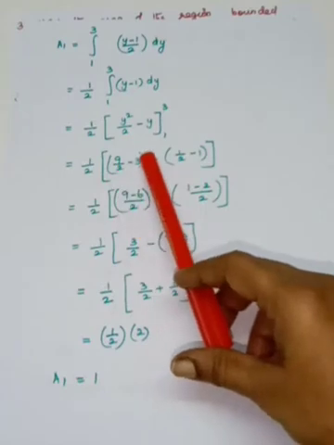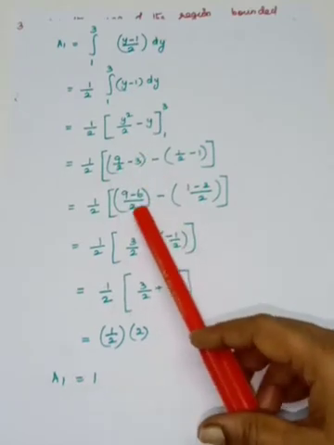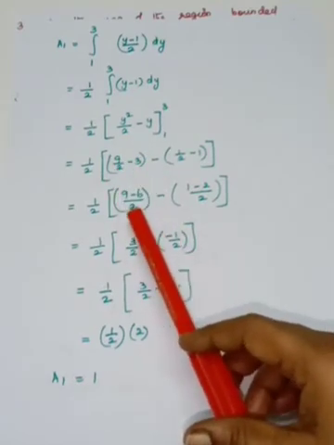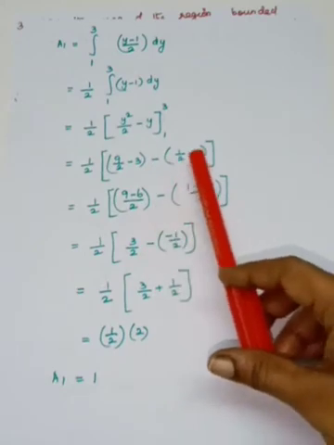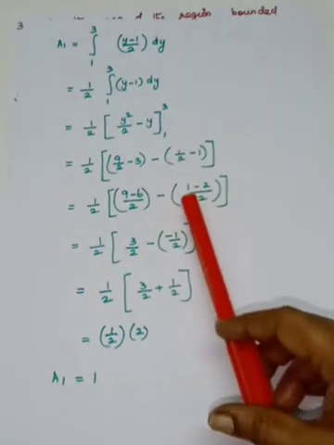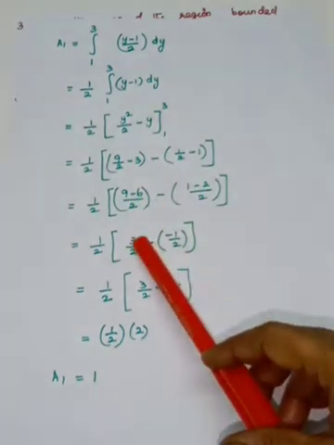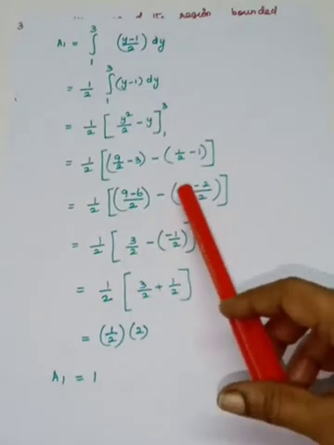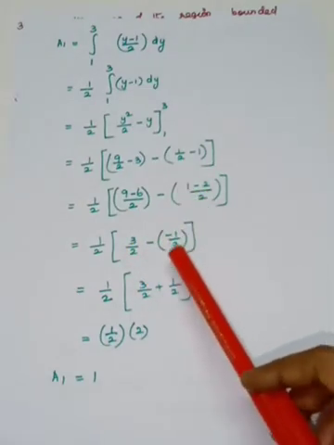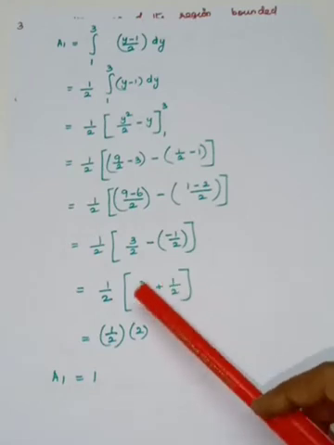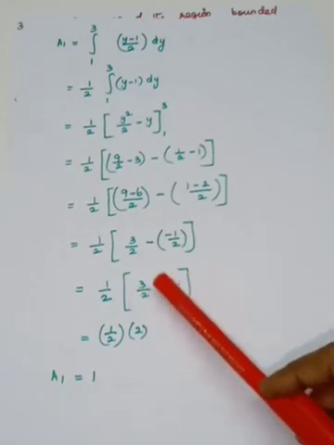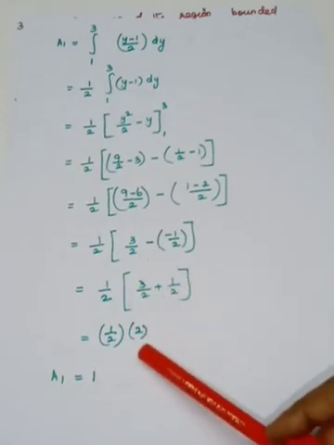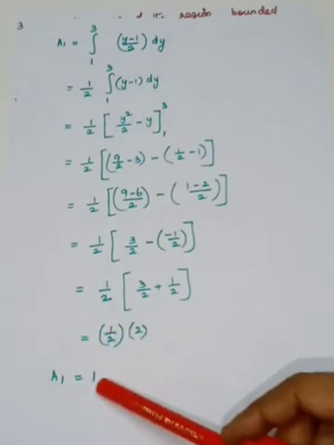If you take the LCM, here the LCM is 2. So it is (9 - 6)/2 minus (1 - 2)/2. So 9 - 6 is 3/2, minus of 1 - 2 which is -1/2. So minus into minus is plus. 3/2 + 1/2 is 4/2. What is 4/2? It is 2. So 2 into 1/2 is 1.